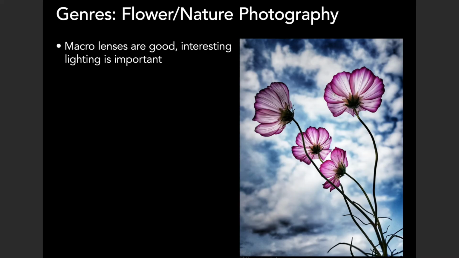Another subgenre of nature photography could be flower photography. With flower photography, macro lenses can be really nice to use because you're getting close to the flowers. You don't need to worry about zooming in so much because you can approach them. And with flower photography, you often want to be really aware of good lighting because flowers can be really temperamental in how they react to light. But they also have the capability of being really interesting in how they react to light.